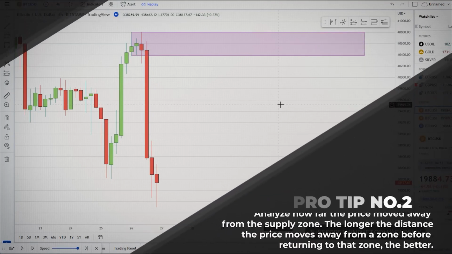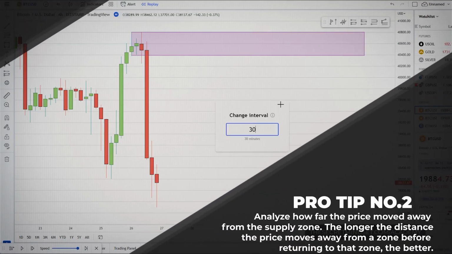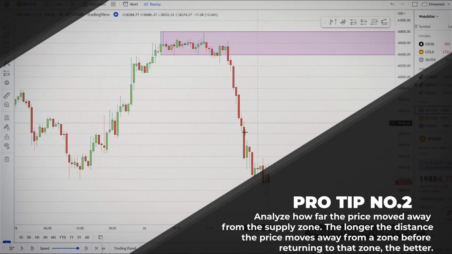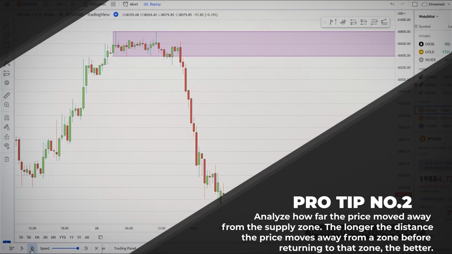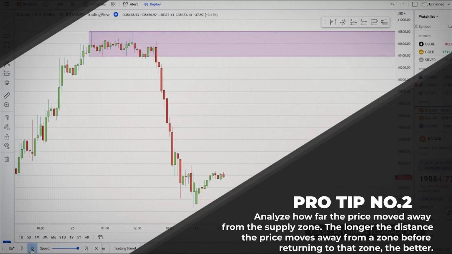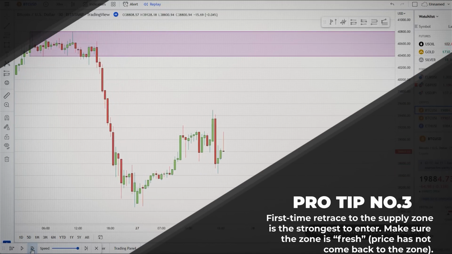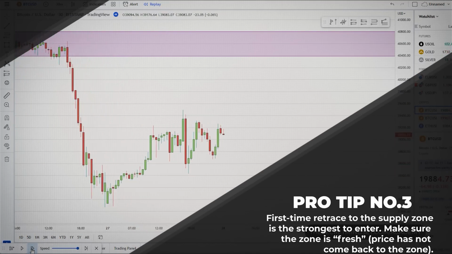You also must analyze how far the price moved away from the supply zone. The longer the distance price moves away from a zone before returning to that zone, the better. First time retrace to the supply zone is the strongest to enter.